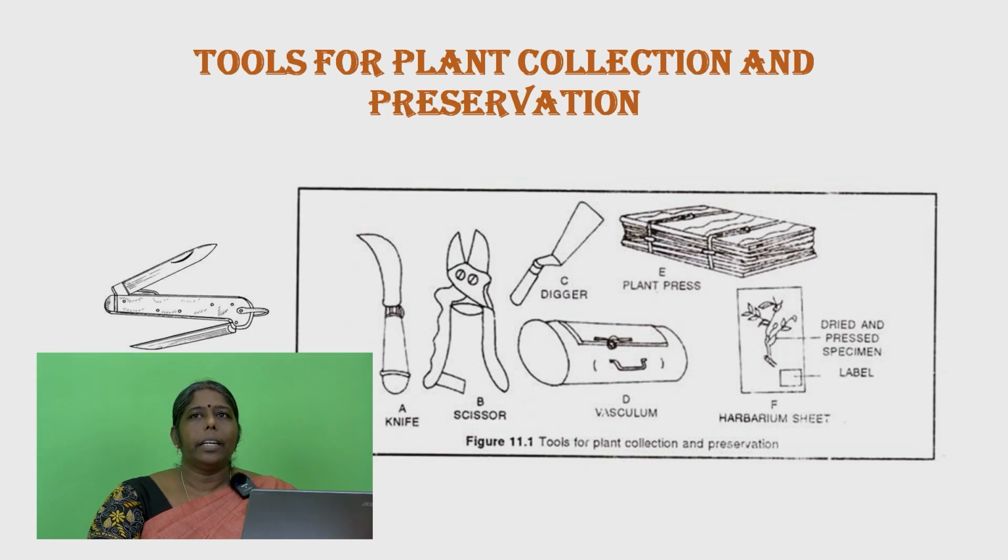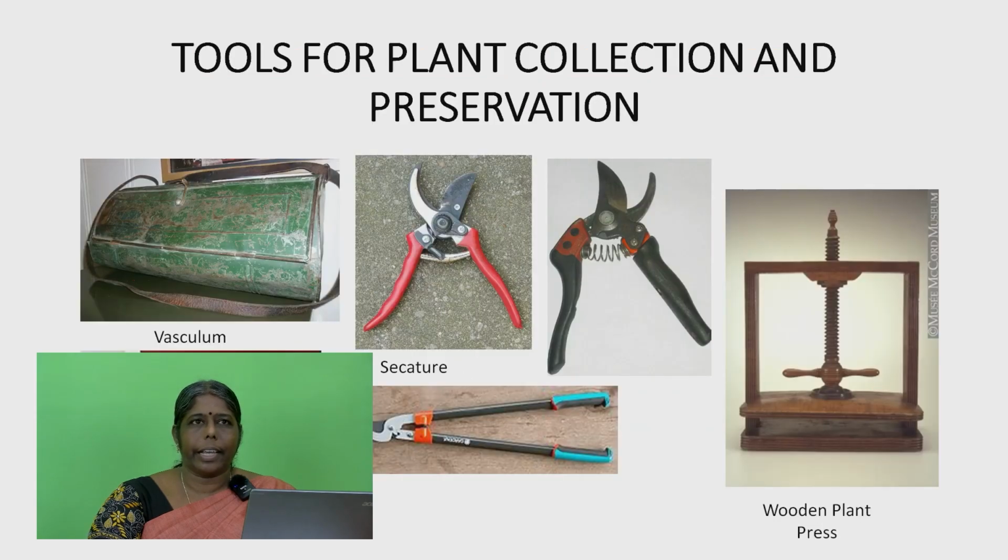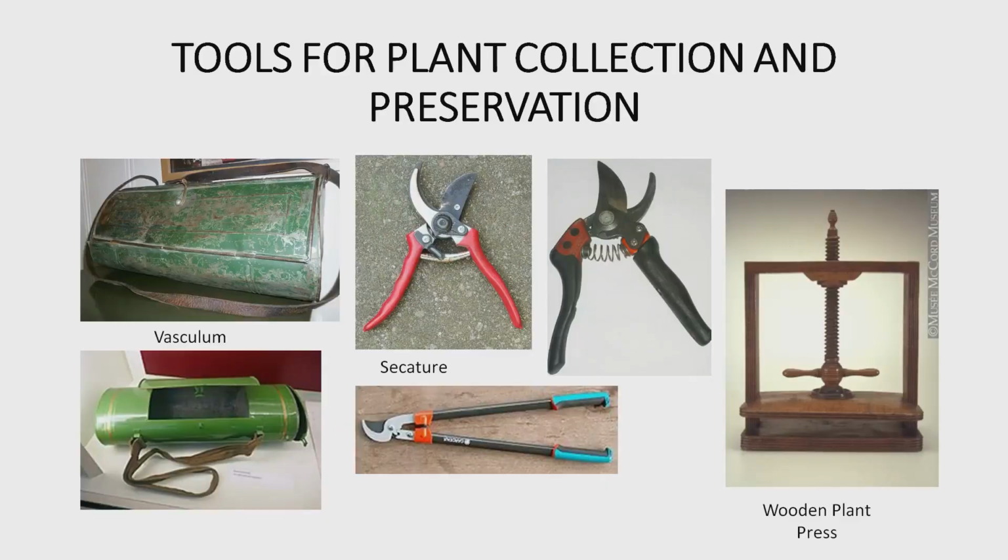E is plant press and F is herbarium sheet, which I will teach in the next slide. So these are the actual pictures where the vasculum is present. You have the photograph of secateurs. Three different types of secateurs are there. You can use the first and second one for tree specimens and the third one for shrubs.